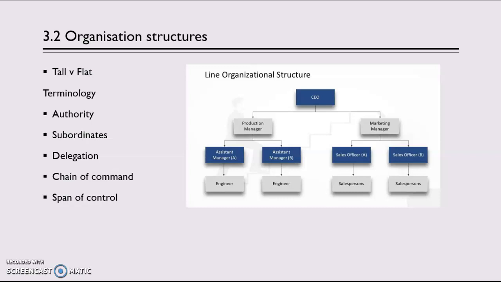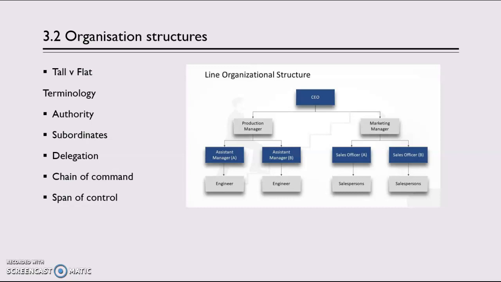Delegation. So this is when you pass responsibility down through those arrows that you see. So the CEO will pass the responsibility for production to the production manager, and he will delegate that to the assistant managers, and they may look at certain aspects of that, and then the assistant managers may even delegate some tasks down to the engineers. Okay, but delegation follows those lines or arrows on the diagram, and it will go from a line manager to a subordinate.